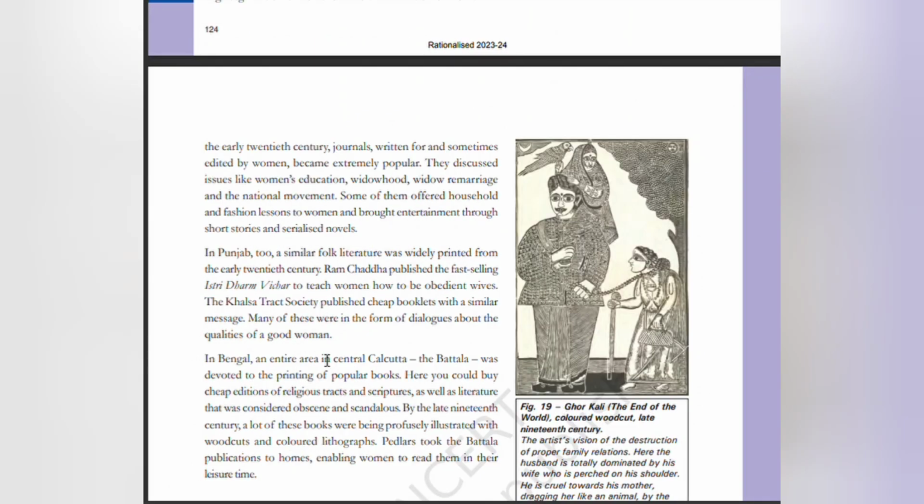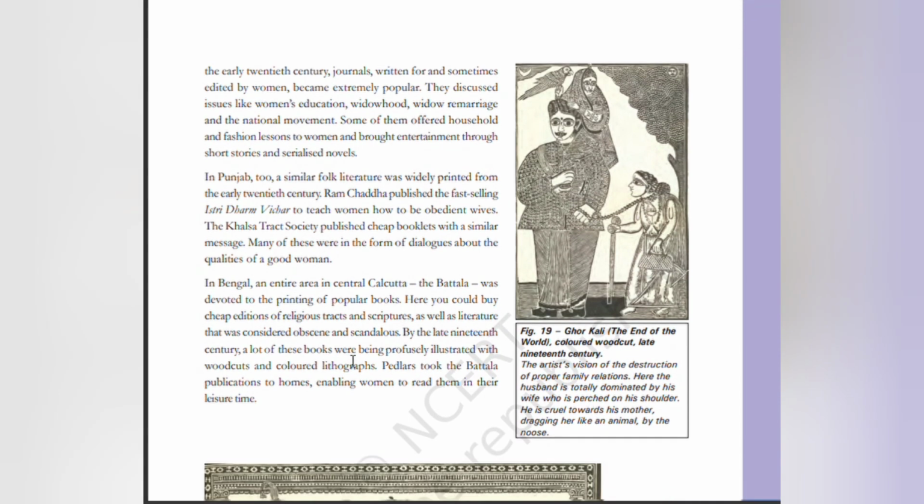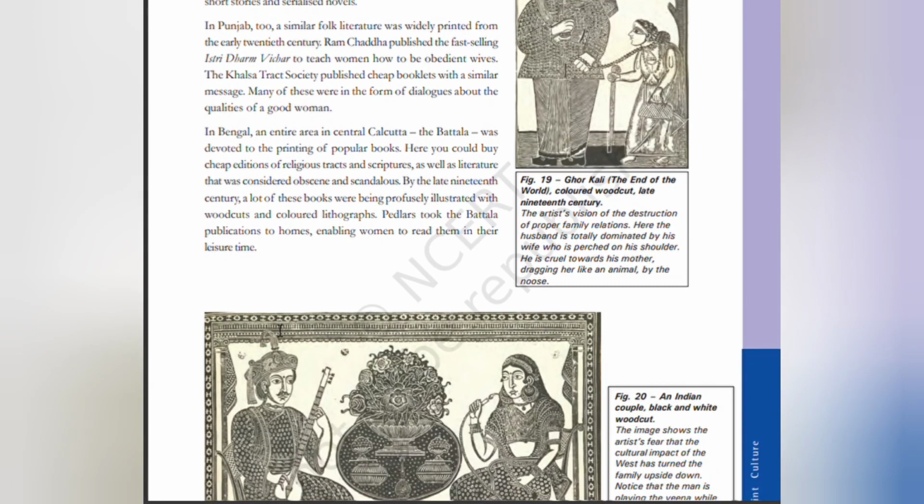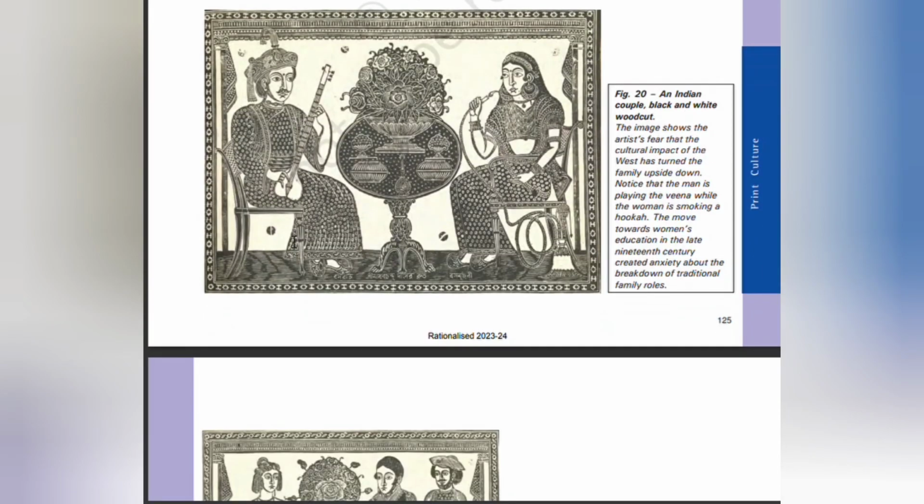In Bengal and earlier in central Calcutta, the Battala was devoted to the printing of popular books. Here you could buy cheap editions of religious tracts and scriptures as well as literature that was considered obscene and scandalous. By the late 19th century, a lot of the books were being profusely illustrated with woodcuts and colored lithographs. Peddlers took the Battala publications to homes, enabling women to read them in their leisure time.